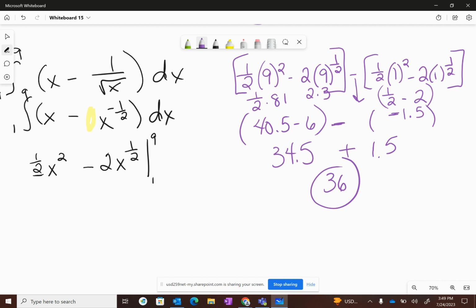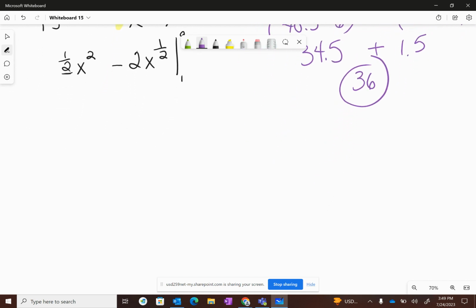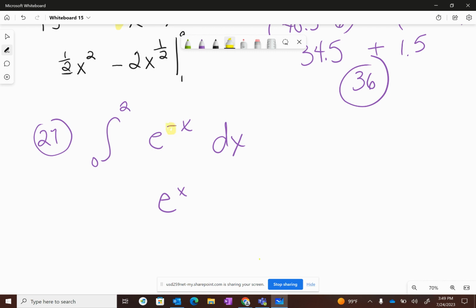Okay, I'm limited to 15 minutes on the videos, so I'm going to try to squeeze in one more. It's a quick one, 27. We're integrating 0 to 2, e to the negative x dx. So the only thing that you have to remember is we have the negative there. The opposite of e to the x is e to the x. So basically we take care of this negative by making the exponent a negative 1. Okay, that's all we have to do on that.